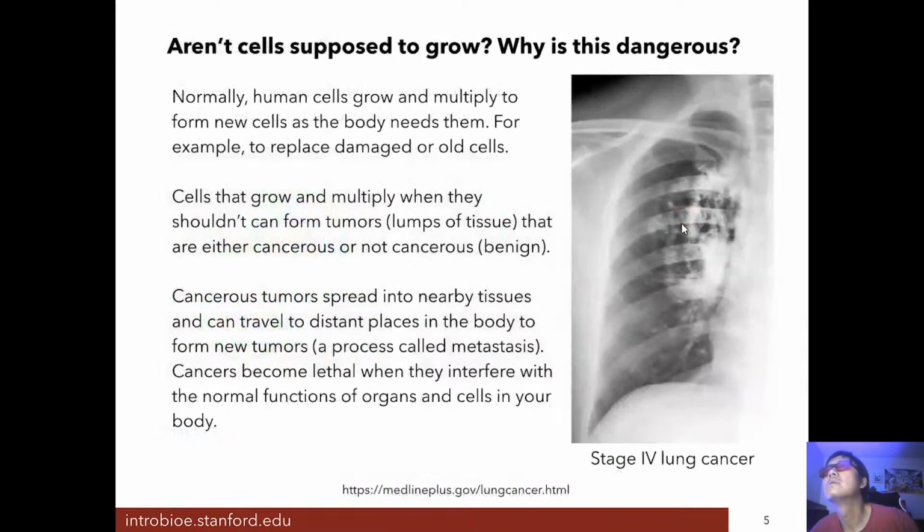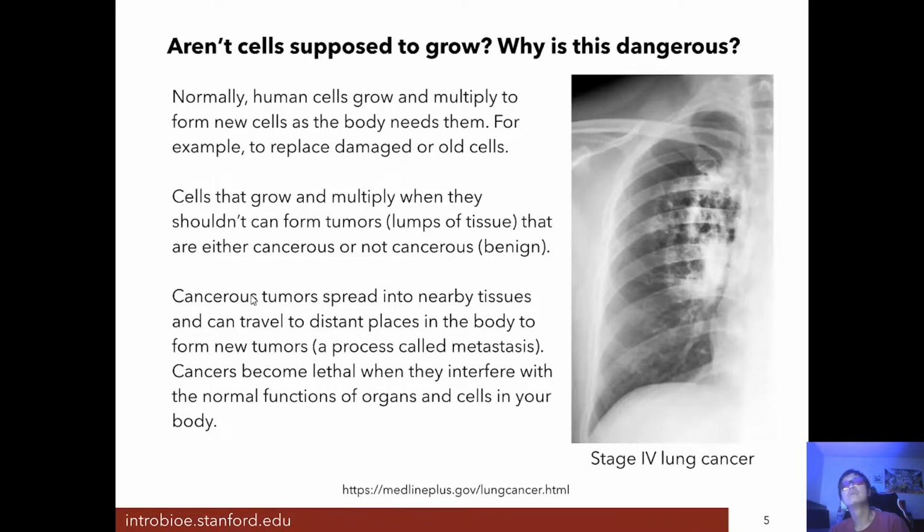Now, I think an easy question to ask at this point is, aren't cells supposed to grow, right? Why is it dangerous that cells in your body are dividing? Although cells in your body are supposed to grow, they usually grow or multiply in order to fulfill a need. For example, they may replace damaged or old cells, but when they grow and multiply when they shouldn't, then they start to form tumors or little lumps of tissue that can either be cancerous or not cancerous. And whether you're cancerous or not is really just a measure of how fast you're growing, how dangerous you are to the rest of the body.